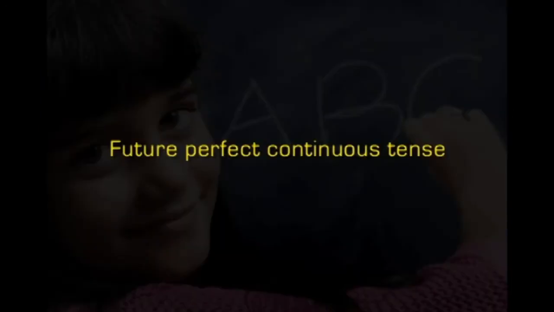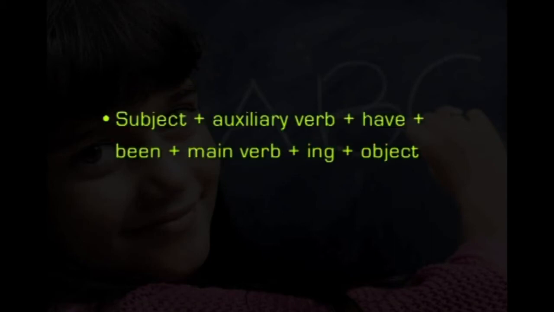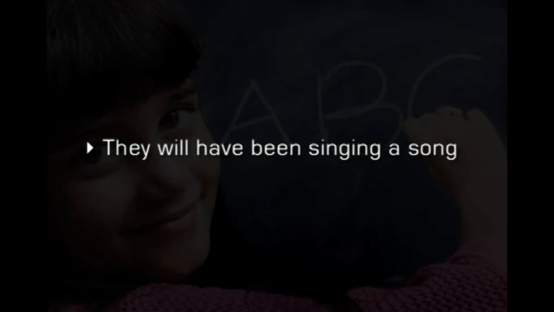Now, let us look at the last tense, future perfect continuous tense. In the future perfect continuous tense, we have the structure subject plus auxiliary verb plus have plus been plus main verb plus ing plus object. Now, let us look at an example. They will have been singing a song.